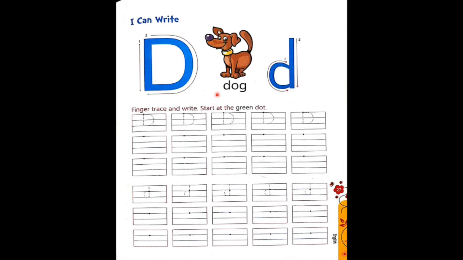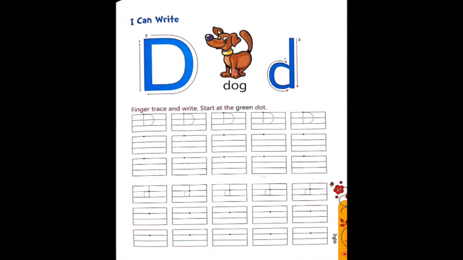Okay, children, get ready with your term book and take page number 27. Now what is this, children? You can see capital D and small d, isn't it? Now let's finger trace the capital D first. A standing line and a curve is capital letter D, and a curve and a standing line is small letter d.